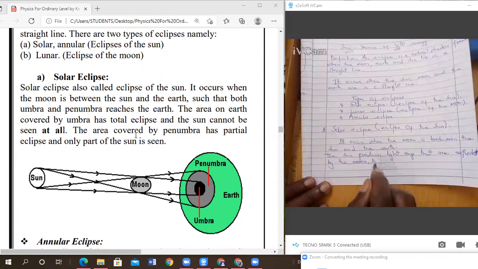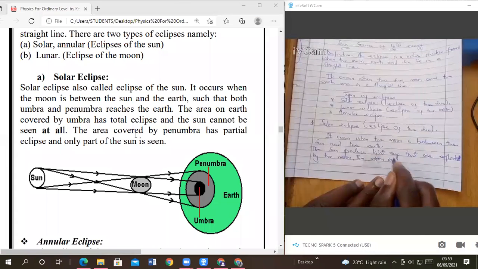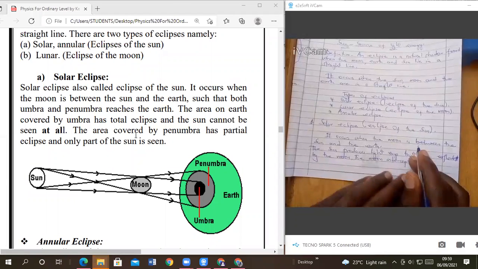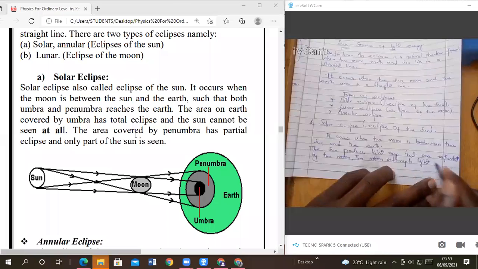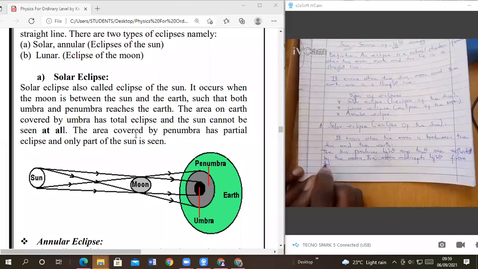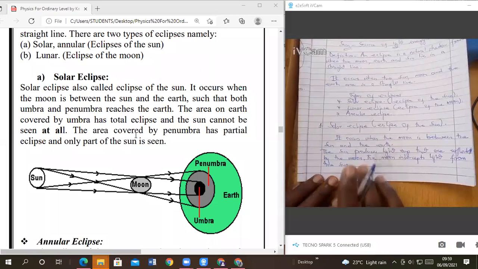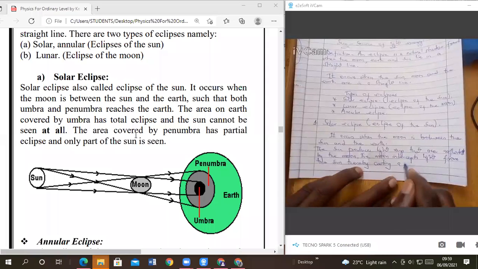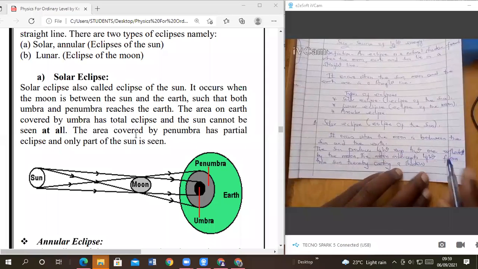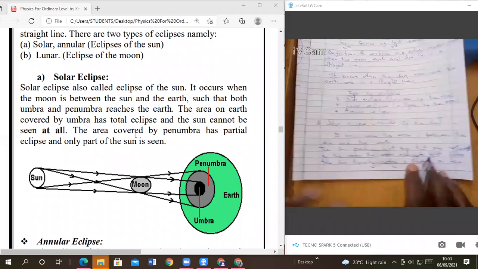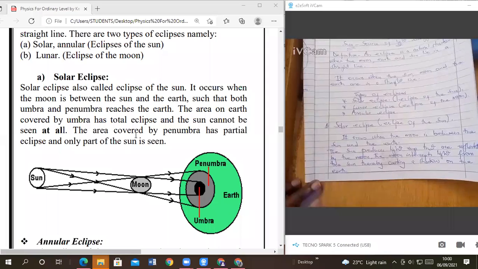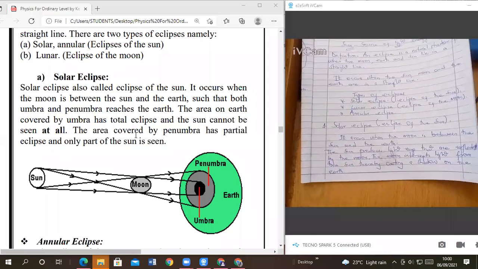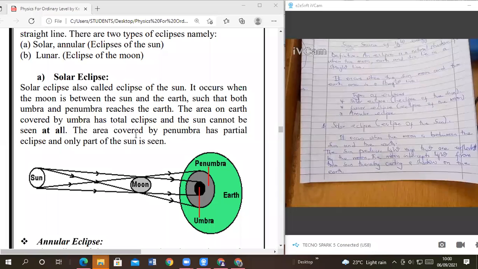So the moon intercepts light rays from the sun, thereby casting a shadow on the earth. Members, are we together? Yes.